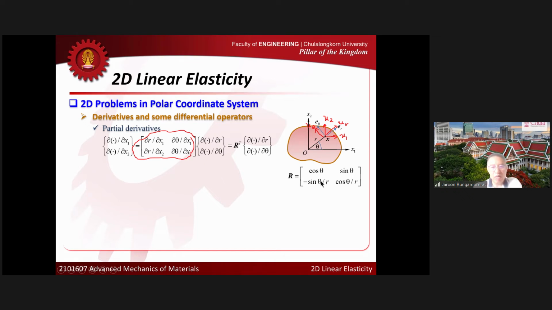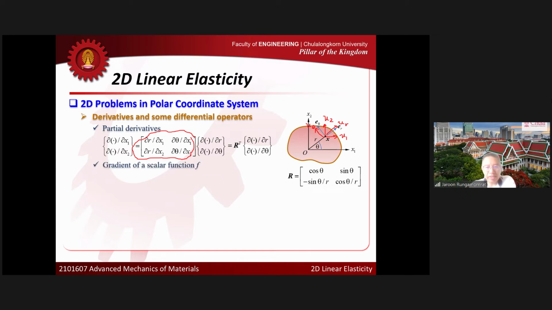So now when you plug this in here, you can change the derivative with respect to x1, x2 to the derivative with respect to r and theta. What I can conclude here is that the equations you saw before that involve derivatives of field quantities with respect to x1 and x2 can always be converted to derivatives with respect to r and theta using the rule here.